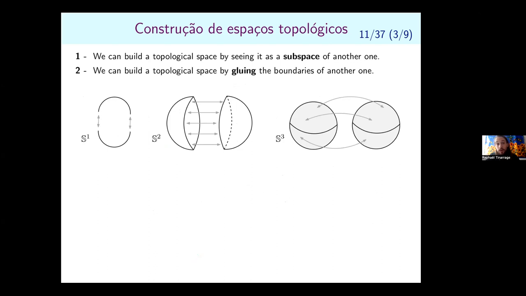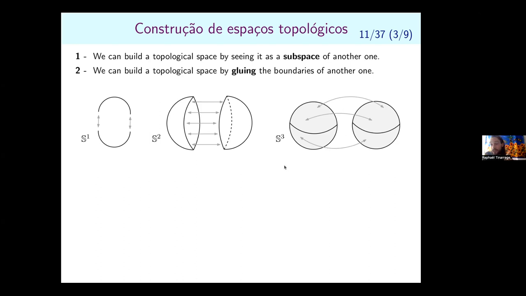Another way to build topological spaces is by gluing together other topological spaces. For instance, here I took two arcs, and I decided to glue the extremal points, the two pairs of boundary points. So what does that give me? It gives me a circle. Two arcs glued, this is a circle. Actually, you can do this construction in any dimension. If I take two disks, two hemispheres, and I glue the boundaries, I obtain a two-dimensional sphere.